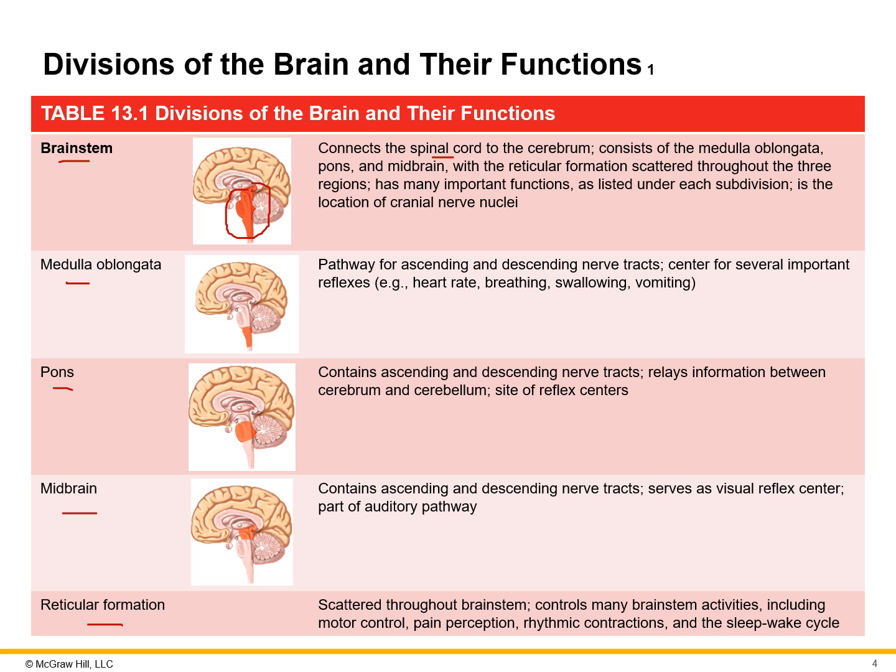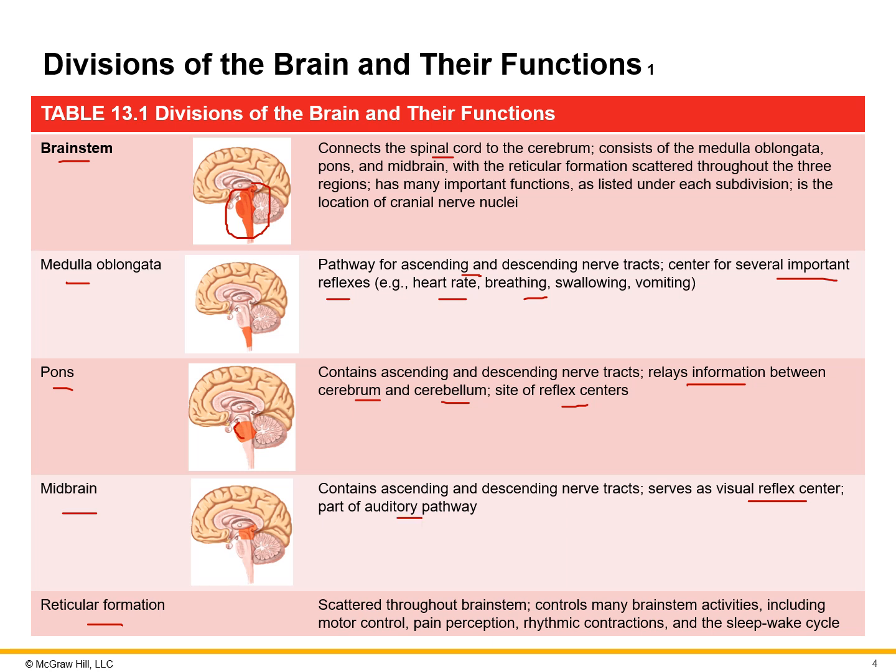So the medulla is going both up and down, so ascending and descending nerve tracts, but what is really important here are a lot of different reflexes, and that includes our heart rate, breathing, swallowing. So a lot of reflexes are controlled here by the medulla. Then our pons, which is the little bubble portion that sticks out there. Again, it's going up and down, but it's a relay station. So it relays information between the cerebrum and the cerebellum. We also have some reflex centers there as well. And then finally, the midbrain, again, has nerves going up and down. It's a visual reflex center and also part of our auditory pathway.